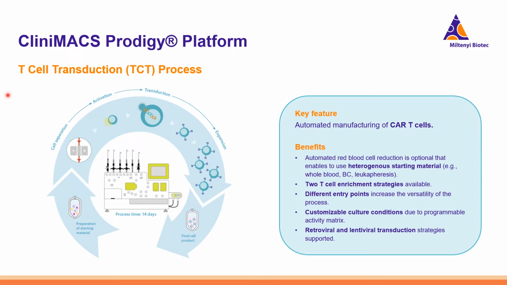As I just mentioned, the Clinimax Prodigy platform is very flexible and comes along with a lot of processes. One process is the T-cell transduction process, in short the TCT process, which includes the cell separation, activation, transduction, and expansion, as previously mentioned. It is for the automated manufacturing of CAR T cells, starting from different blood products. There are 2 enrichment strategies available. You can customize your culture conditions, and you, of course, can do retroviral and lentiviral transduction strategies.